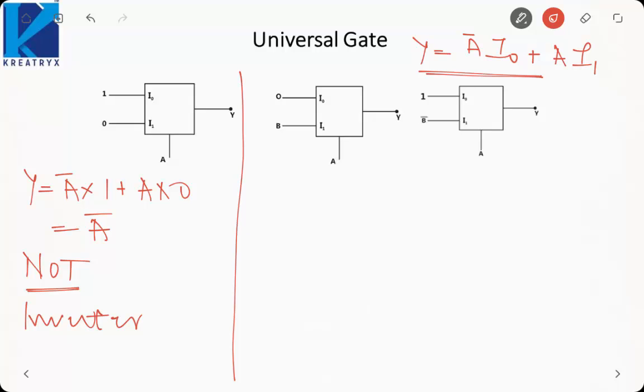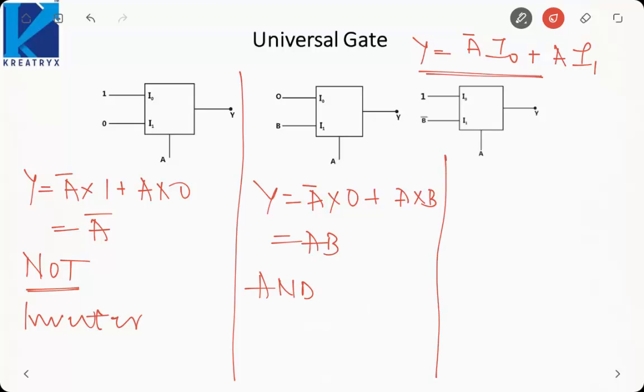Now suppose I take the second case. Here y will be equal to A bar into 0 plus A into B, so it will be equal to AB, which is an example of an AND gate. So here I can implement an AND gate using a multiplexer.